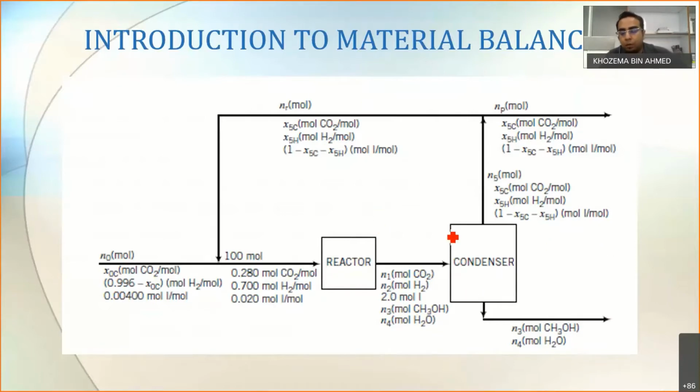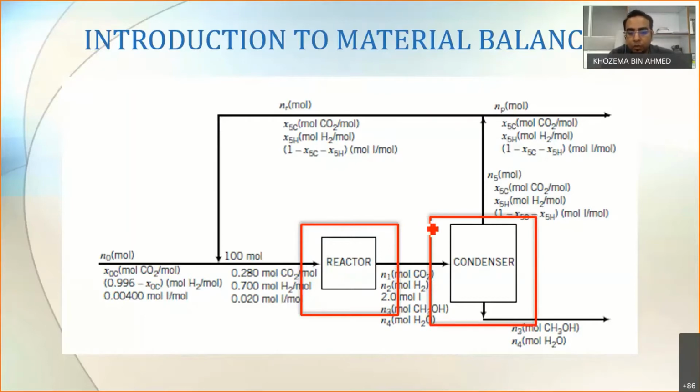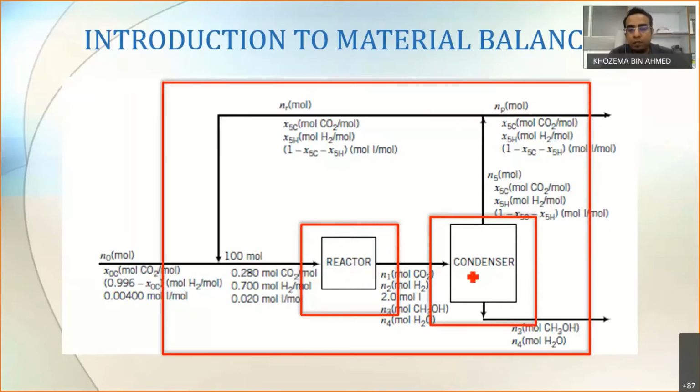But then which one can be classified as a system? So for me, I can say that just the reactor is the system, because if I only want to know what is happening to the reactor, I can say that this is a system for me. Or I can say that I just want to know what is happening to the condenser. So this is also a system, because system is something you want to analyze and you put your boundary based on what you want to analyze. Or I want to analyze the whole thing, so this whole thing can be a system. So it depends on what you want to analyze.